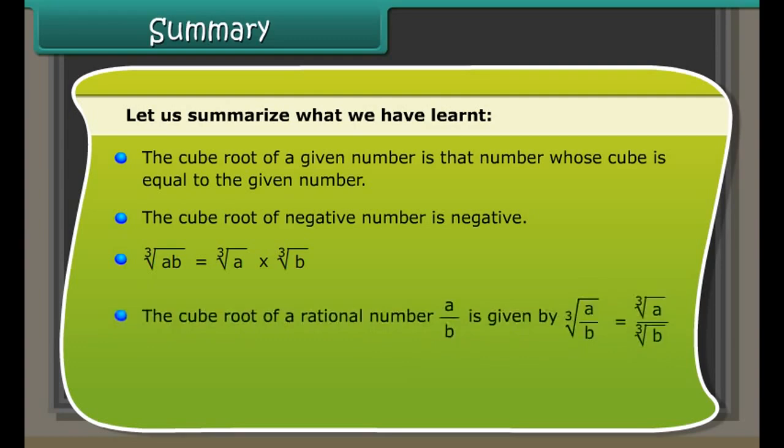The cube of a rational number a/b is (a/b)³, which is equal to a³/b³. The cube root of a given number is that number whose cube is equal to the given number. The cube root of a negative number is negative. The cube root of ab is equal to the cube root of a × the cube root of b. The cube root of a rational number a/b is given by the cube root of a/b is equal to the cube root of a upon the cube root of b.